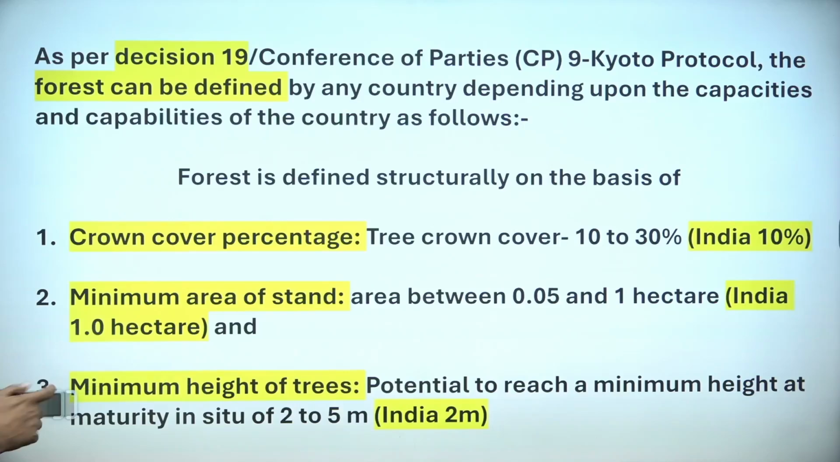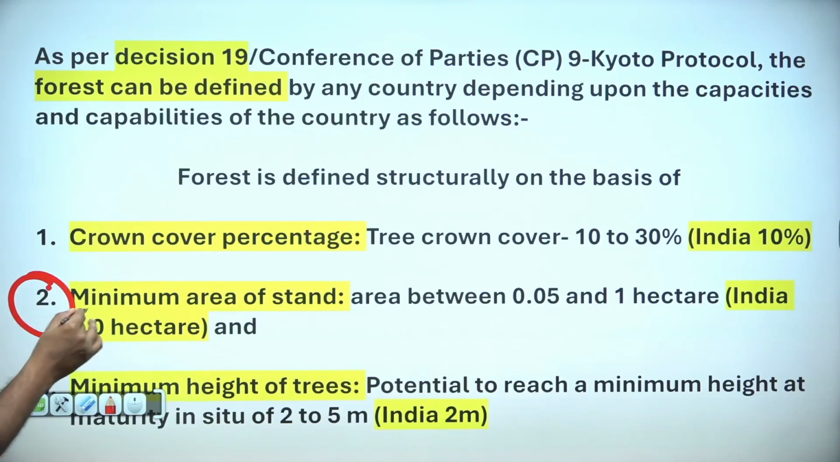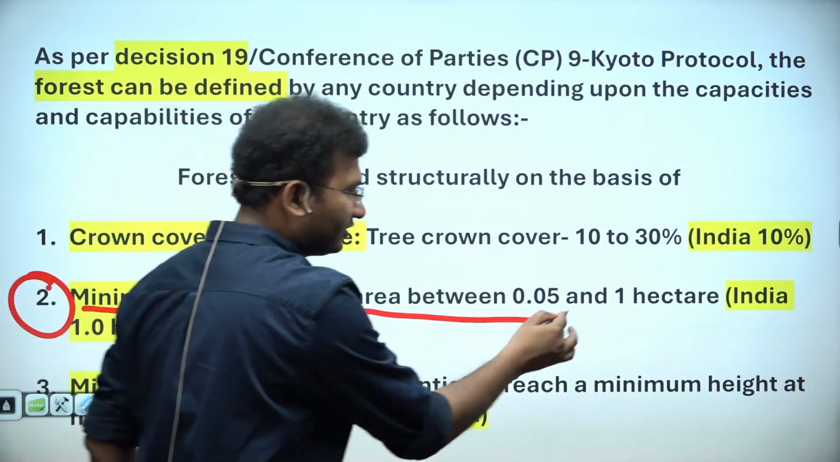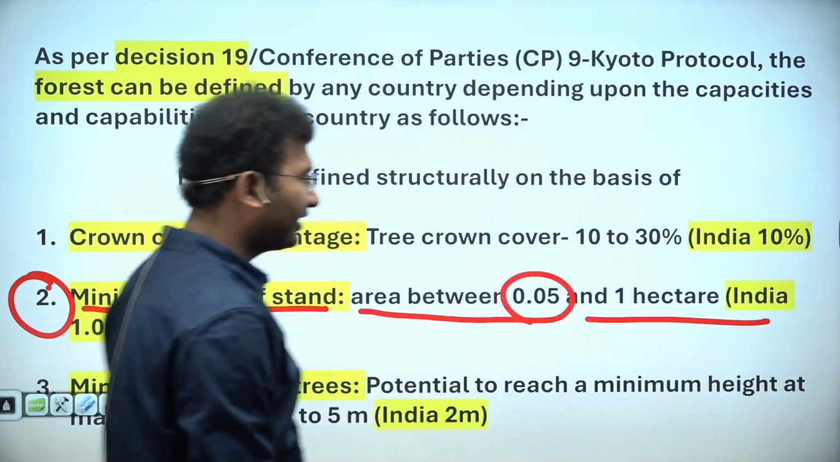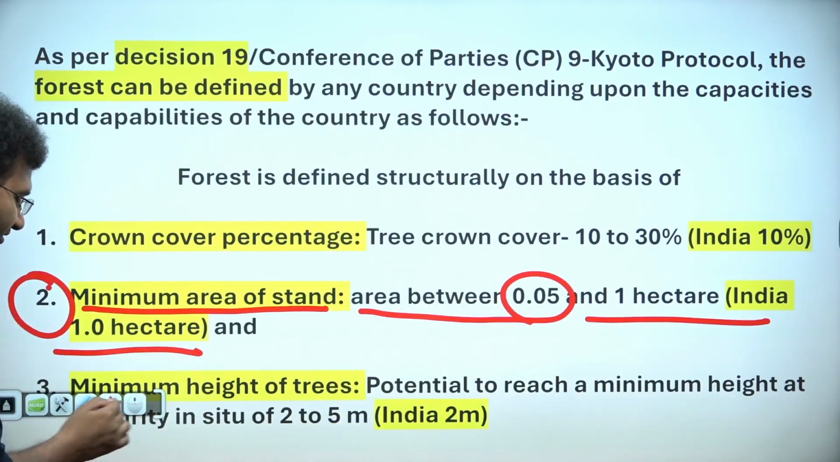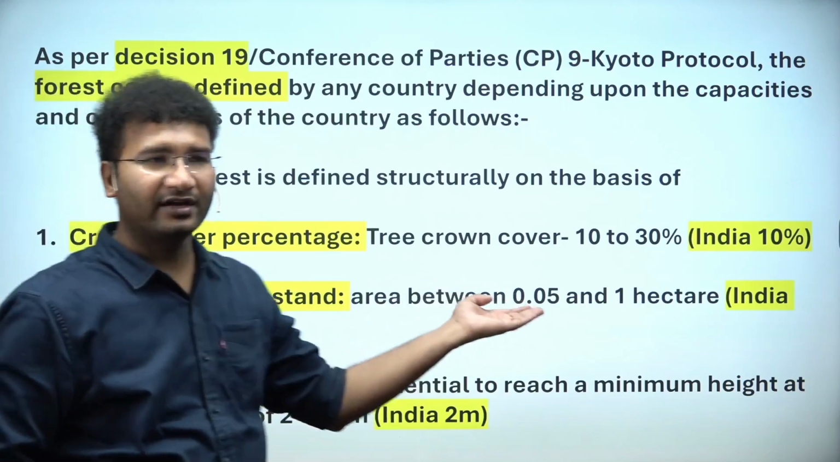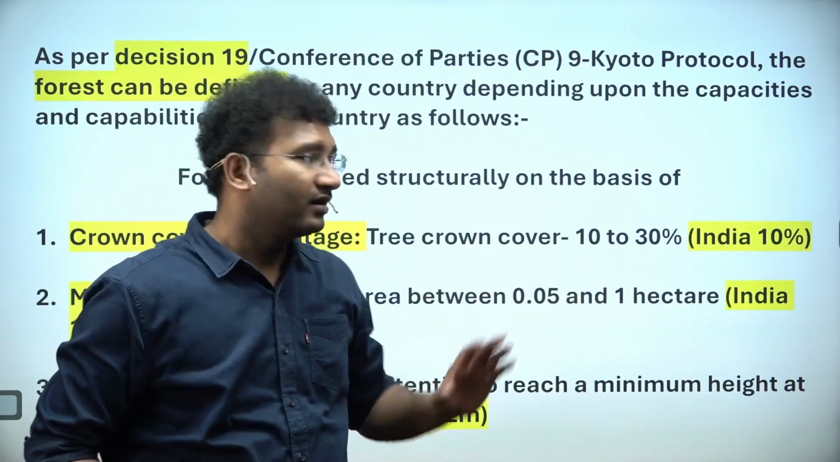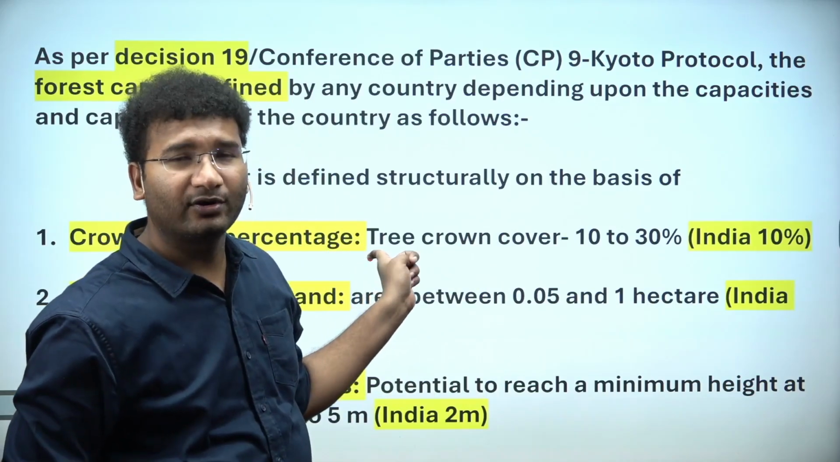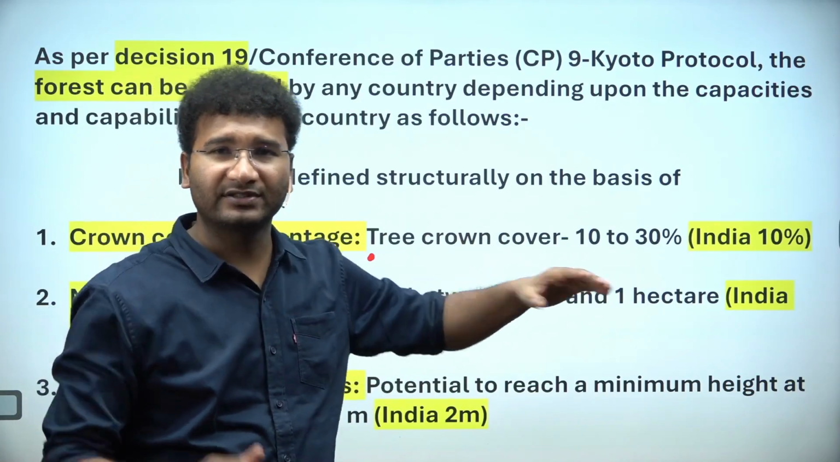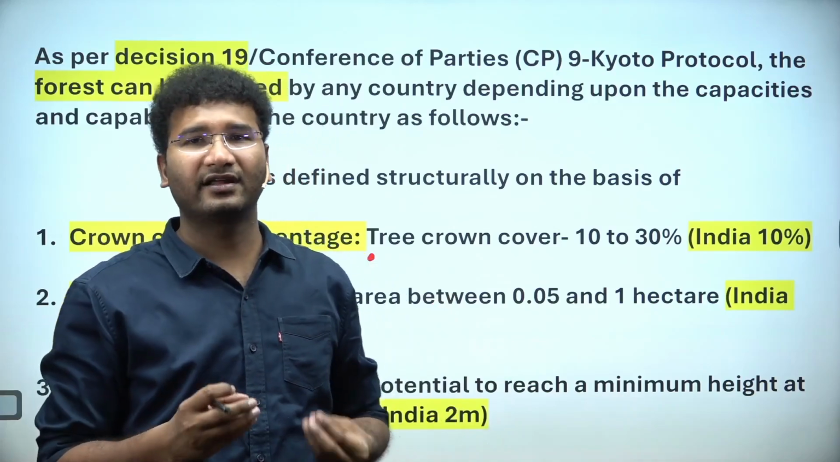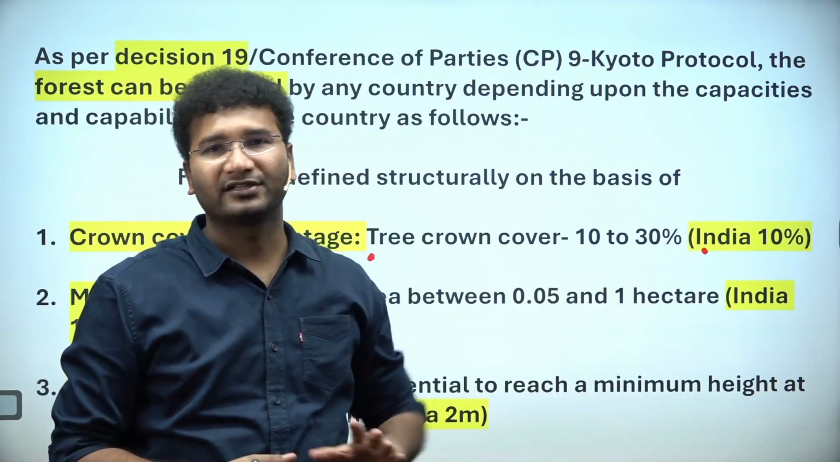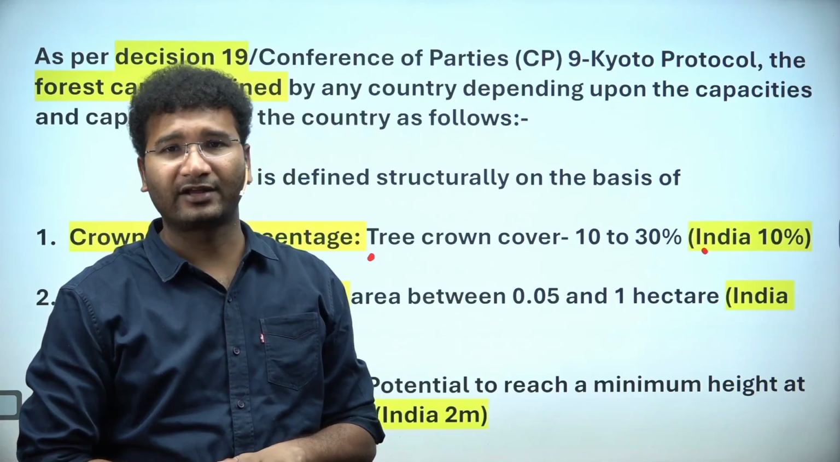Next, come to point number 2. Minimum area of the stand, between 0.5 to 1 hectare. What did India take? India took 1 hectare for consideration. The Kyoto Protocol said you can take 0.5 to 1 hectare. India said I will take 1 hectare. The world, the Kyoto Protocol, said you can take 10 to 30% of the canopy area. India said I'll take 10% of the area to be covered with canopy.